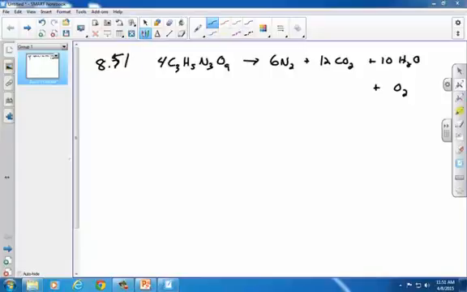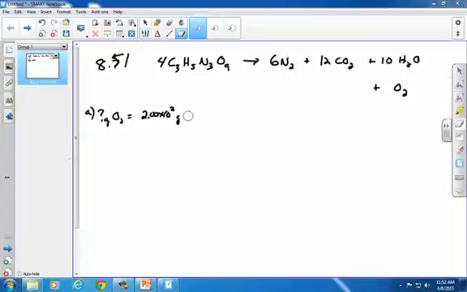So on part A, they're asking us to convert a quantity of nitroglycerin into an equal quantity of O2. We don't want to change the quantity, we just want to change the units, and we want to get grams of O2 if we're starting with 2.00 times 10 to the second grams of nitroglycerin. I'll put NG for nitroglycerin.